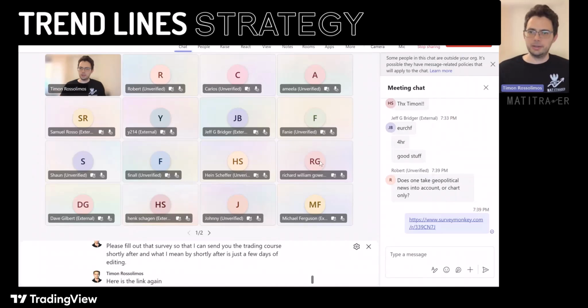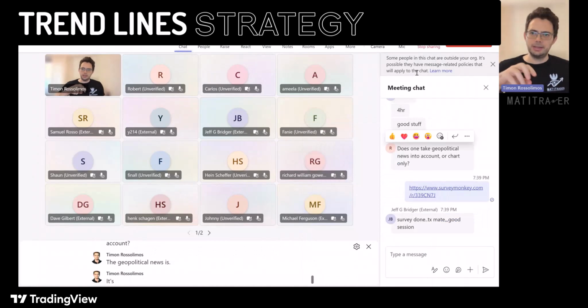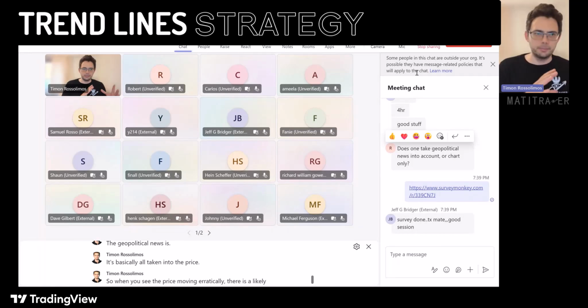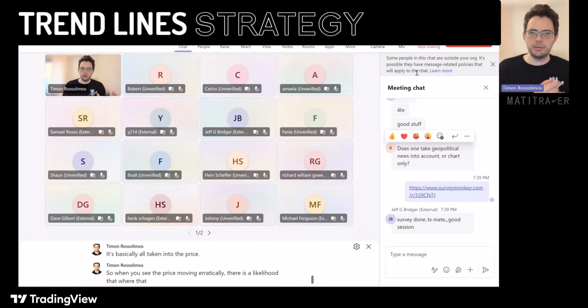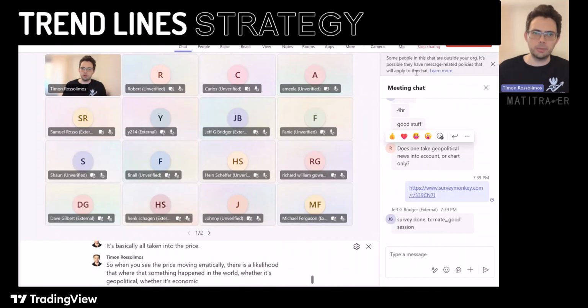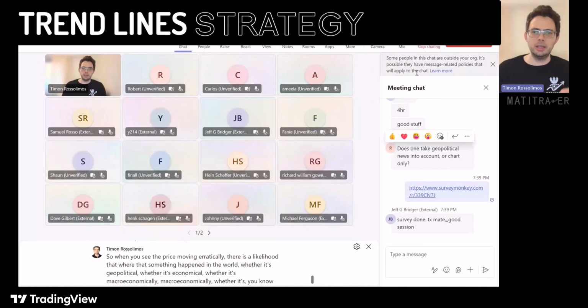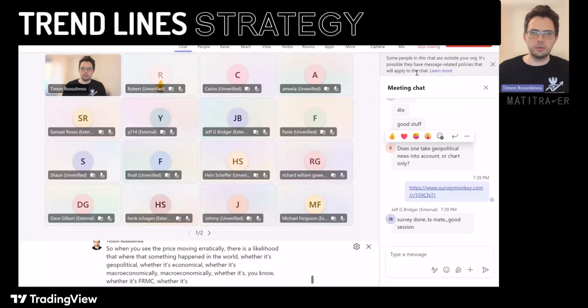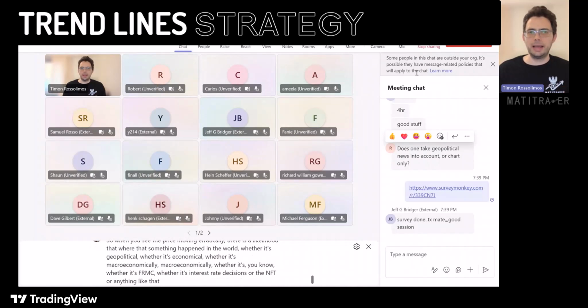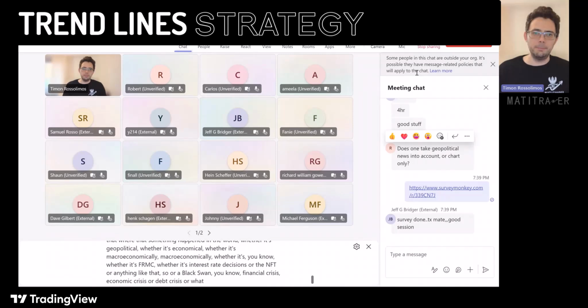Does one take geopolitical news into account? Basically, it's all taken into the price. So when you see the price moving erratically, there is a likelihood that something happened in the world, whether it's geopolitical, economical, macroeconomical, microeconomical, whether it's FOMC, interest rate decisions or the NFP or anything like that. Or a black swan, financial crisis, economic crisis, or a debt crisis, or what I think is going to be a massive crisis.